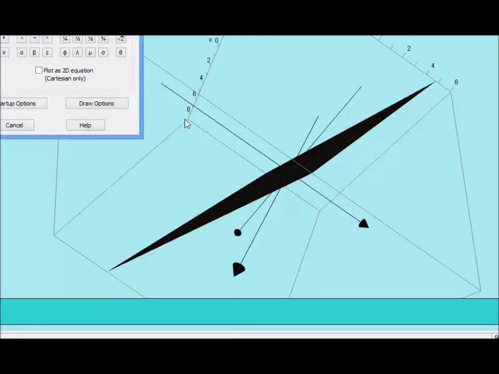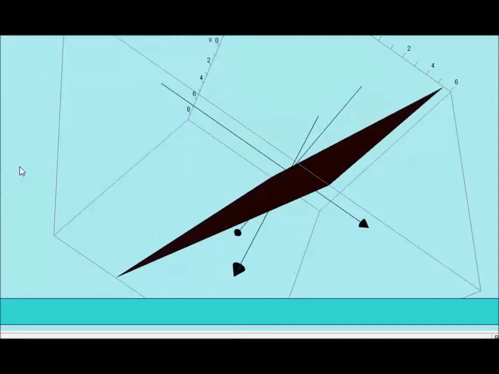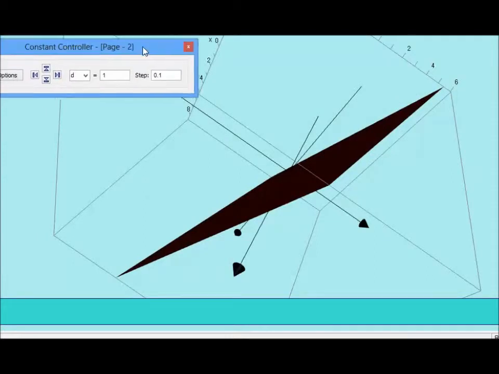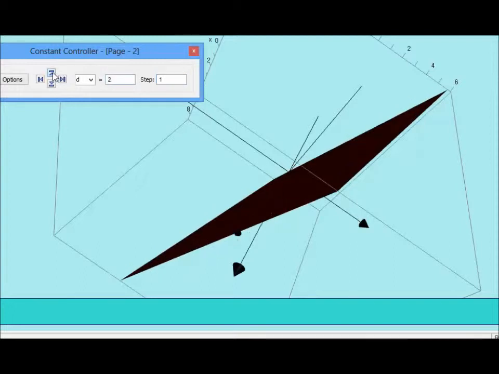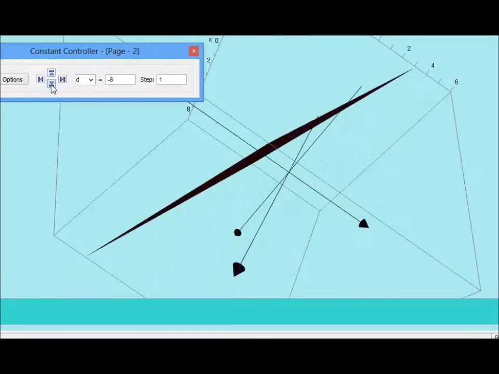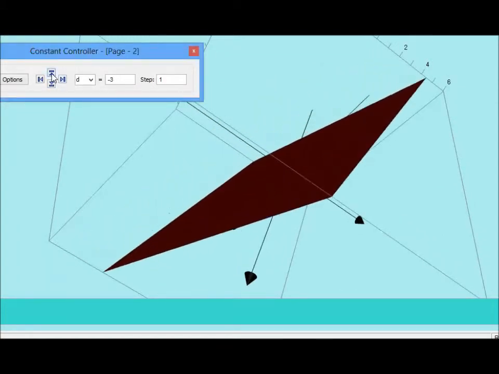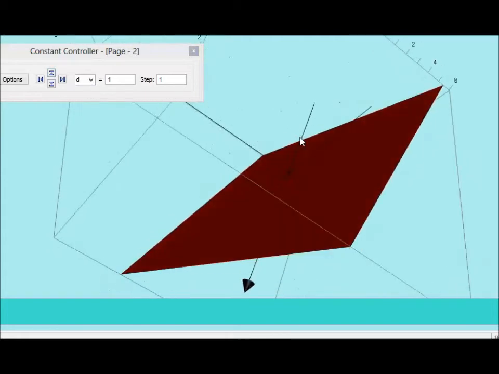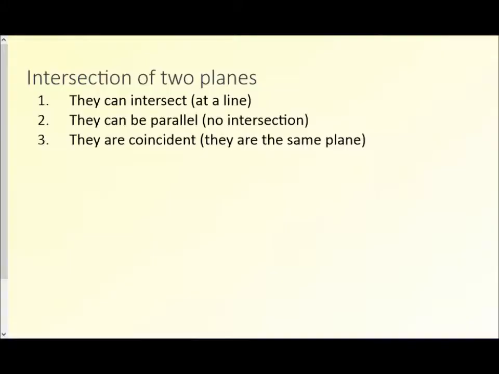Okay, and actually I can make that change to any value I like. I'm going to put a parameter in there, d, and what I can do is change that value of d, move it up and down. Okay, so the value of d there is 5, so that's the equation x plus 3y plus z is equal to 5, and we can see what happens to the plane. Each of the planes here, you notice, are parallel to each other, but it's just the position that's changing. And that's a clue to us how we will answer these questions.